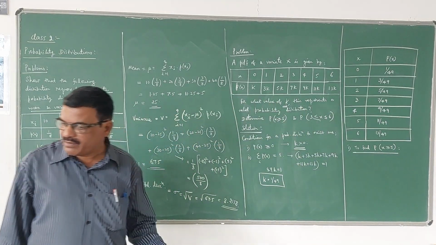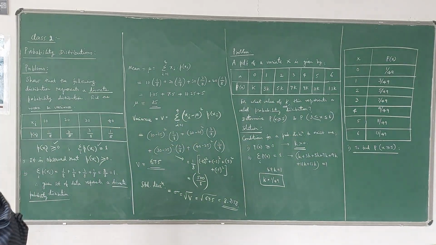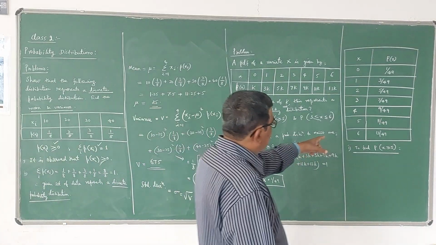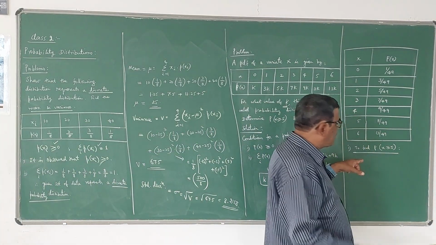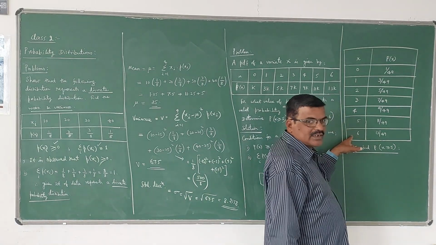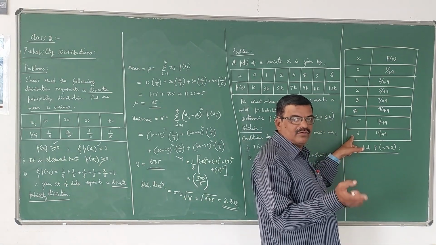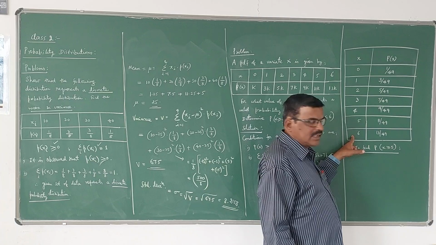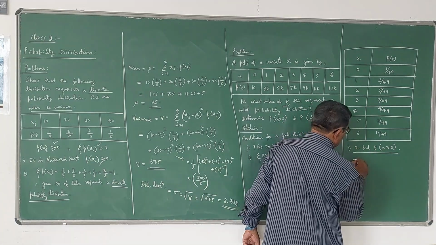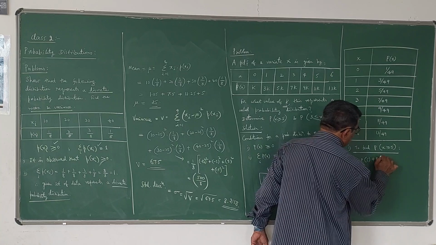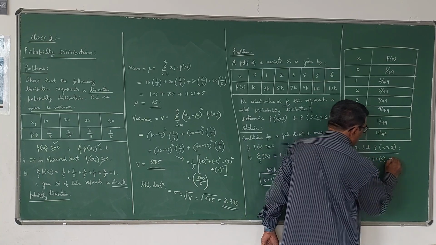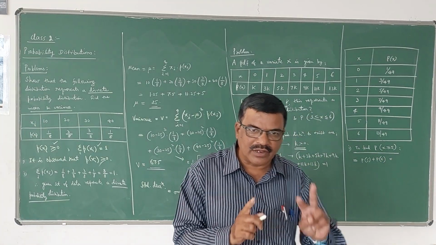Greater than or equal to 5, what is the meaning of that? In this, these are all the x values. Greater than or equal to 5 means you can get only these two values, correct? x is equal to 5, greater than 5 means it is 6. So that means this value will be p of 5 plus p of 6. Only two values.